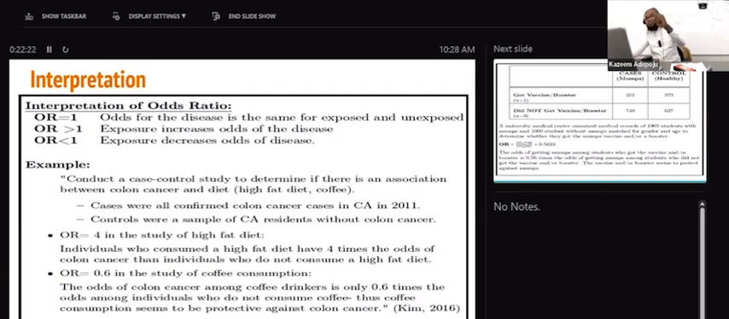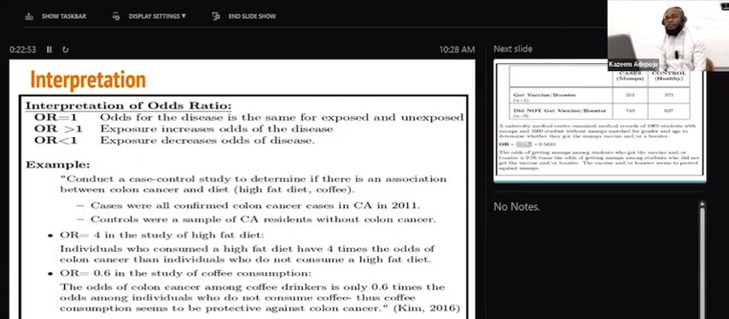But when the odds ratio is greater than 1 or less than 1, there is a relationship that we now need to identify. What kind of relationship? The relationship could be negative, or it could be positive. In a situation where the odds ratio is greater than 1, we say the exposure increases the odds of the disease. If it is less than 1, we say exposure decreases the odds of the disease. Take a look at that.